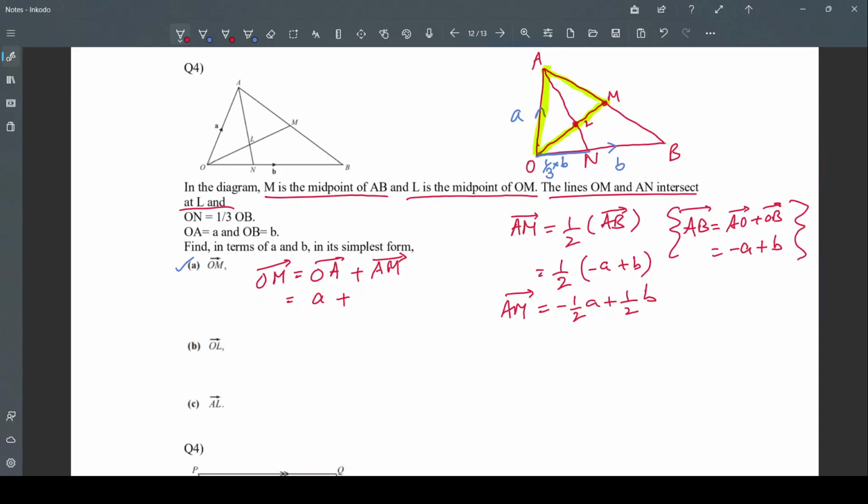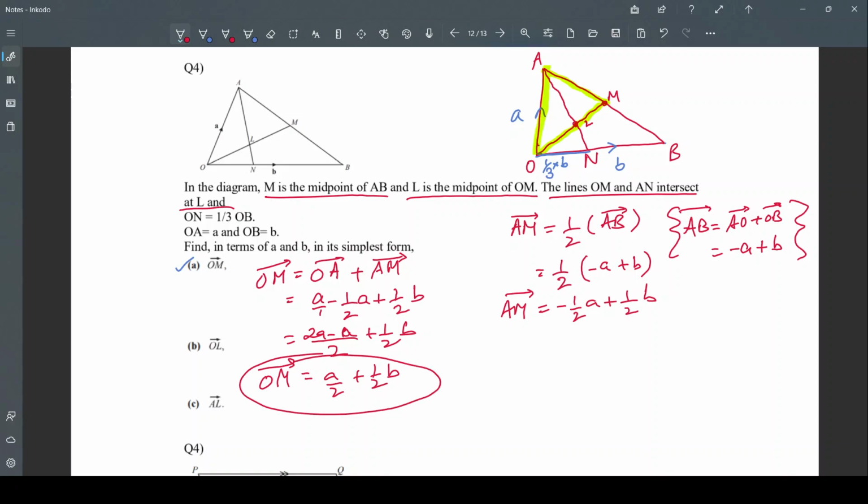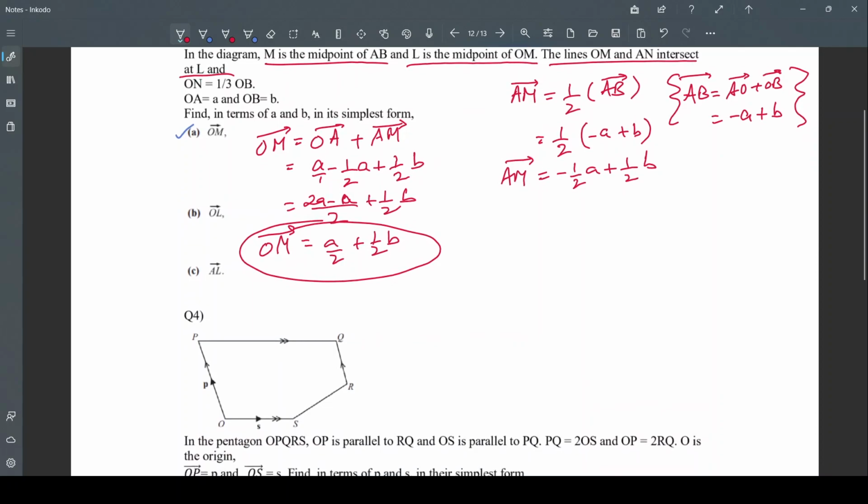That value I can fill in over here. So AM, instead of plus I can write negative: negative of 1 by 2 a plus 1 by 2 b. Now you are left with simplifying a little bit more. If I simplify it, I get 2 over here: 2a minus a, plus 1 by 2 b. You can use your calculator to solve this part also. 2a minus a is a by 2, plus 1 by 2 b is your final answer. So the OM vector is a by 2 plus 1 by 2 b. You have to simplify it further to finish the answer.